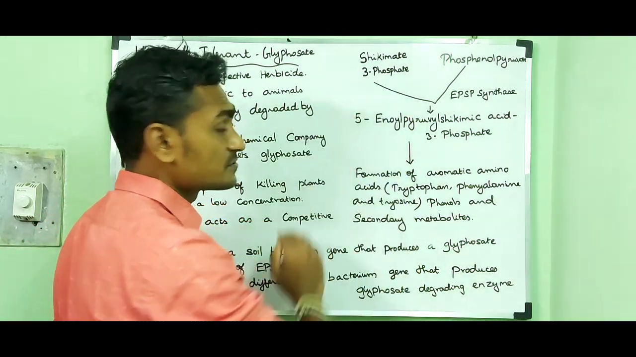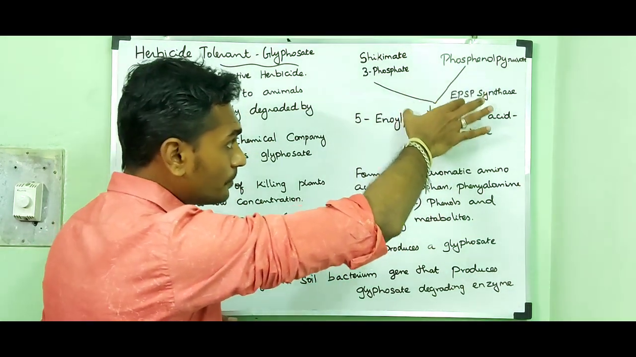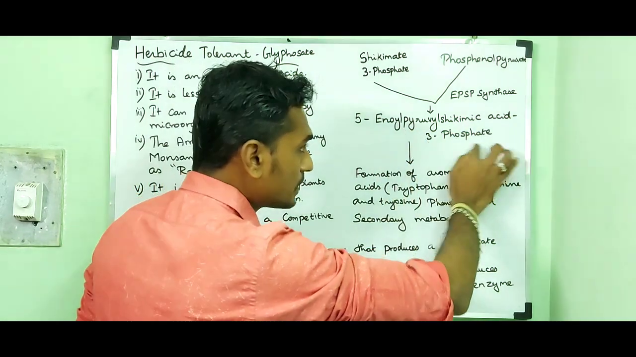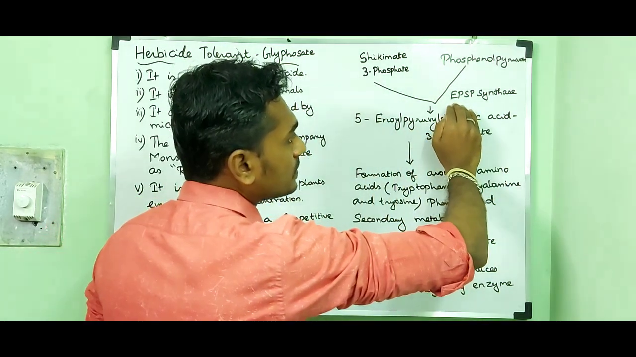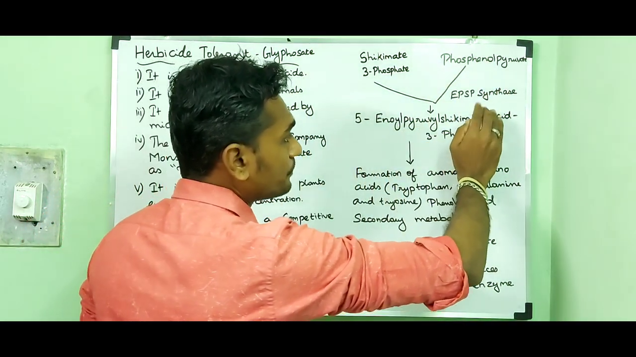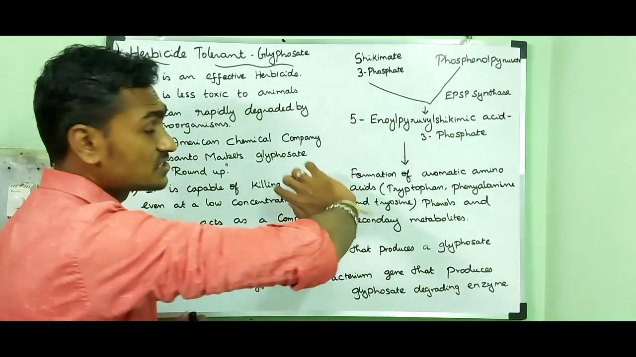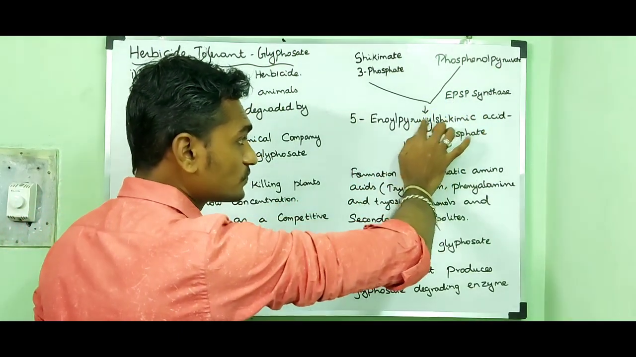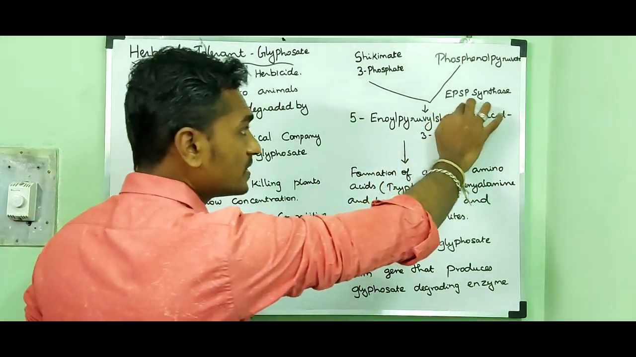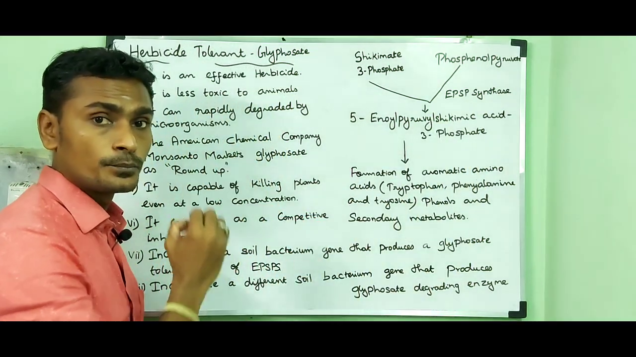So shikimic acid 3-phosphate and phosphoenol pyruvate, which is a substrate, combine to form 5-enolpyruvyl shikimic acid 3-phosphate with the help of the enzyme EPSP synthase. That means enolpyruvyl shikimate 3-phosphate synthase. So this enzyme is a key enzyme for the shikimic acid pathway.